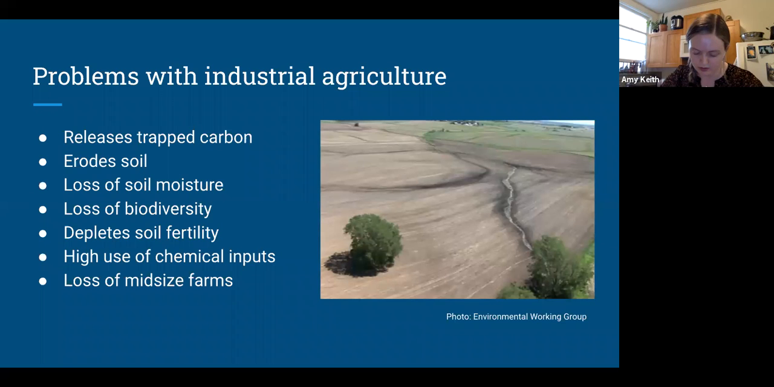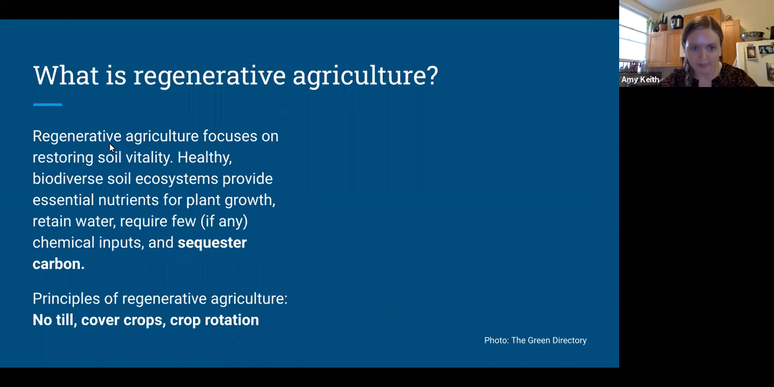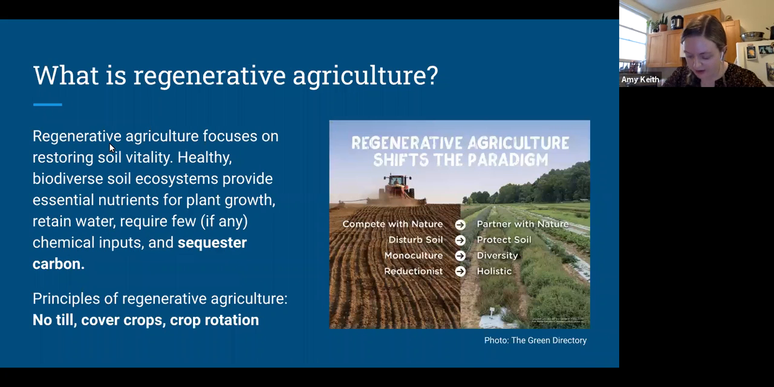and below the soil. Some specific consequences of industrial agriculture are listed here. It erodes the soil, evaporation happens very quickly in the soil, huge loss of biodiversity and soil fertility, among many other things. So regenerative agriculture is an alternative system that emphasizes working in symbiosis with nature rather than against it. There's a lot of focus on building healthy, nutrient-dense topsoil with thriving microbe communities.